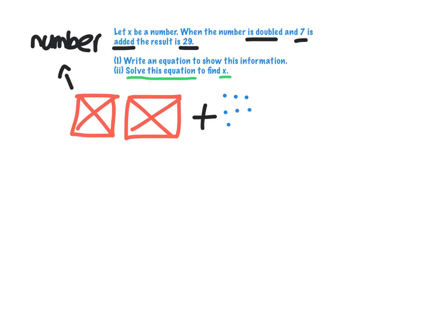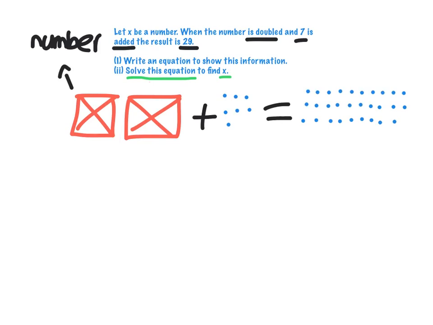Okay. So when the number is doubled and 7 is added, the result is 29. So I'll have 29 dots. 6, 7, 8, 9, 10, 11, 12, 13, 14, 15, 16, 17, 18, 19, 20, 21, 22, 23, 24, 25, 26, 27, 28, 29. Okay, so there I've represented my question visually.